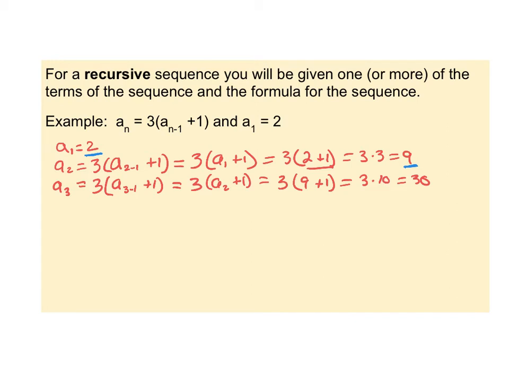Now, let's try and find the fourth term. You should be able to see the pattern here. When you see this a sub n minus 1, that just means the previous term.